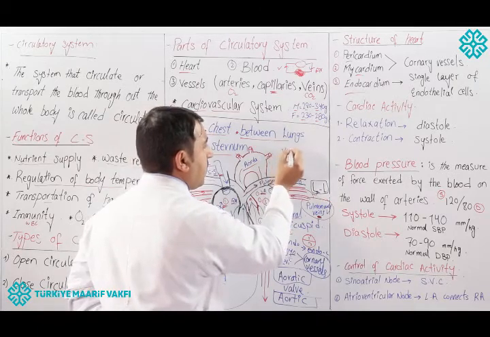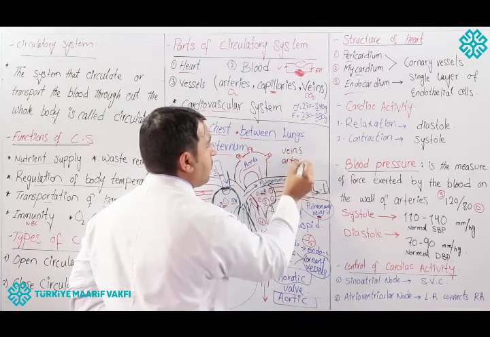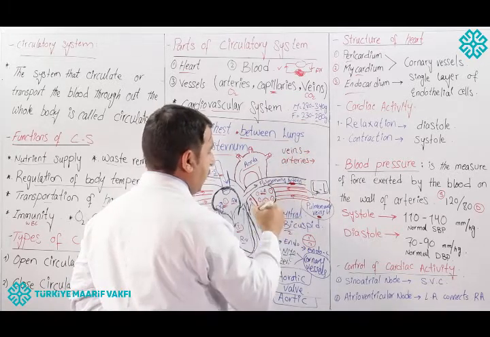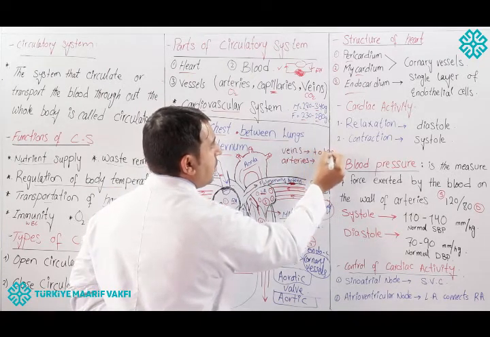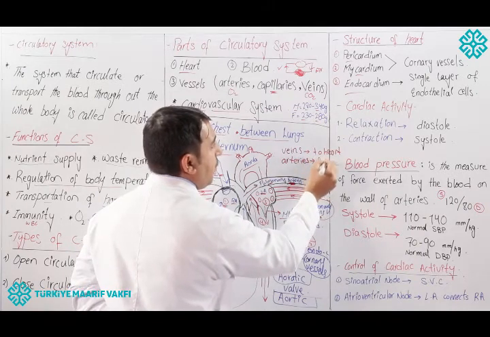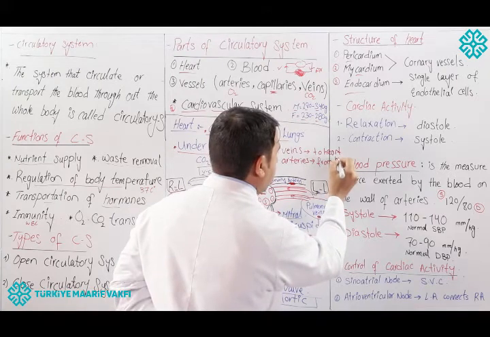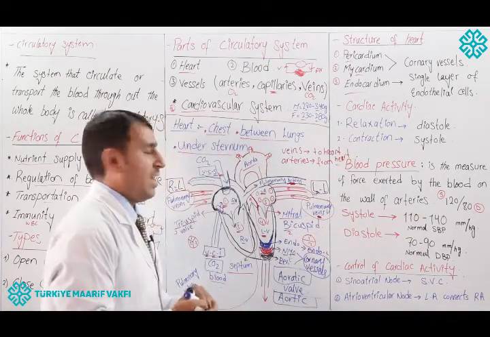Veins are the vessels which come to the heart, and arteries go from the heart. So it is another definition.